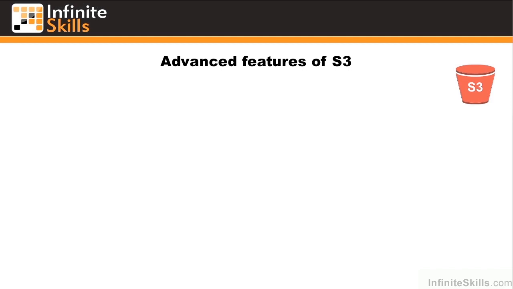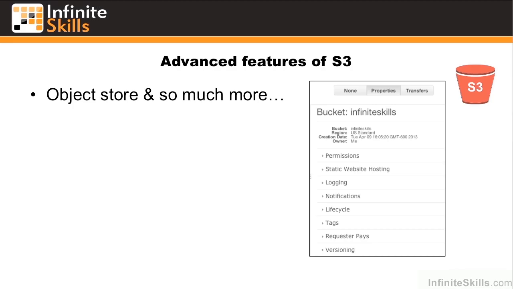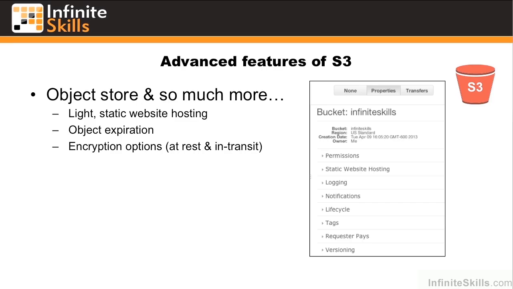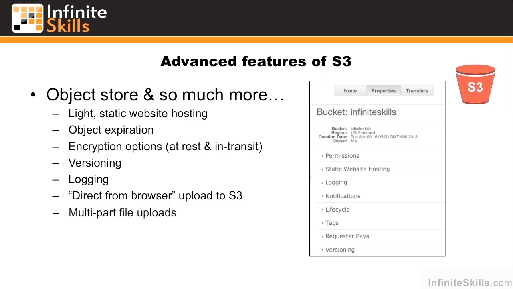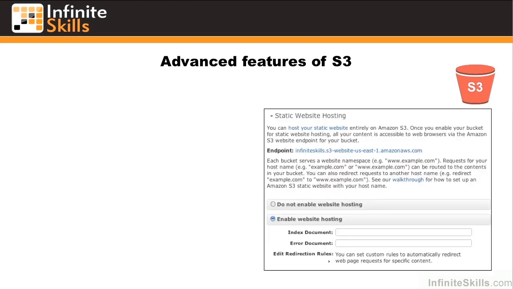In this lesson, we're going to explore some of the more advanced features of S3. S3 is a lot more than just an object store. You can do light, static website hosting. It has object expiration so that objects can be deleted on schedule. It has encryption options. It allows for versioning, logging, and direct from browser upload to S3. Also allows multi-part file uploads, requester pays, and BitTorrent support. Let's look at each of these one by one.